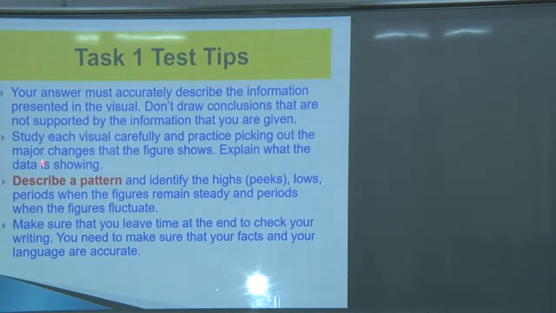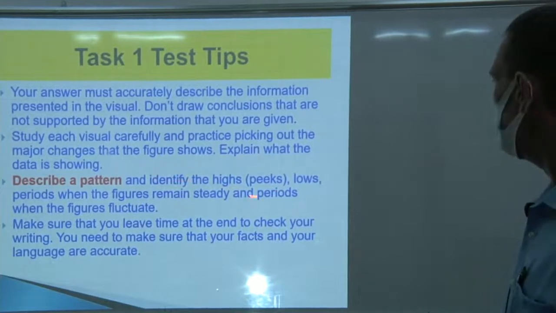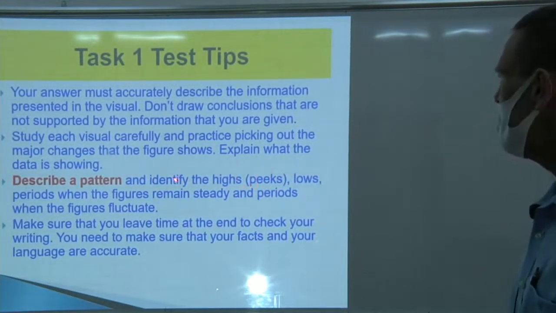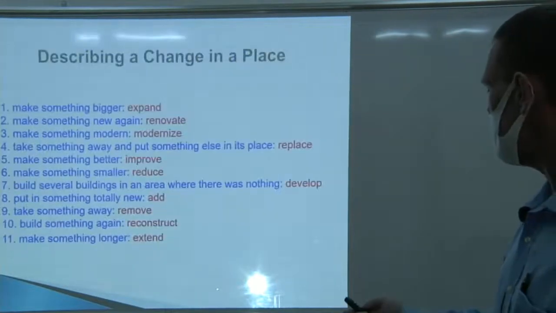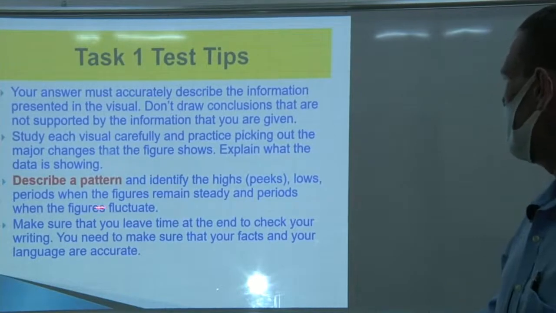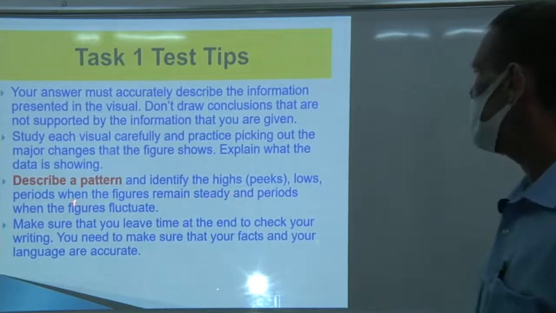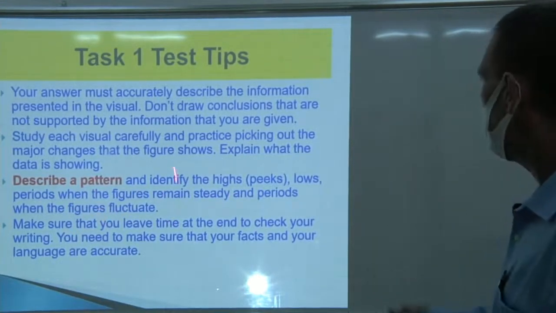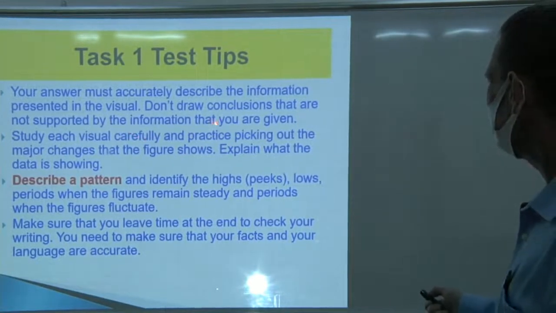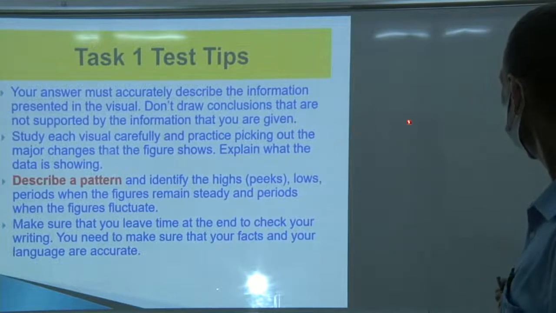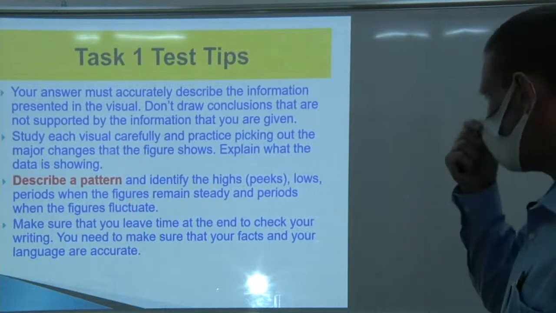You're describing a pattern. You're telling the story and identifying the highs. And the word we used in class was peaks, like a mountain peak. What's the high point of the information? What's the lows? And then we talked about periods when the numbers or figures remain steady and periods when the figures fluctuate. So if there are big changes, that's a fluctuation. If there are little changes, it's a pretty steady change. So fluctuate and steady. We want to point out those different periods of time.